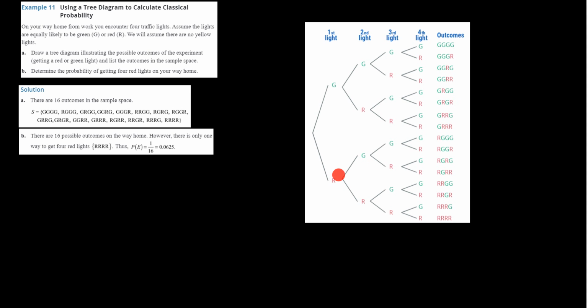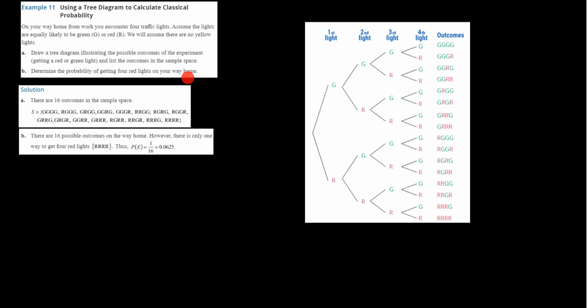This is just a tree of green or red. Here are our outcomes, and it wants us to list these outcomes. Just by drawing a tree diagram, we're able to list these 16 outcomes. And here's our sample space.